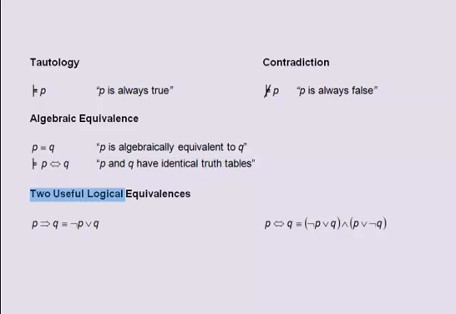Two useful logical equivalences. P implies Q is logically equivalent to not P or Q. P if and only if Q is logically equivalent to not P or Q and P or not Q.